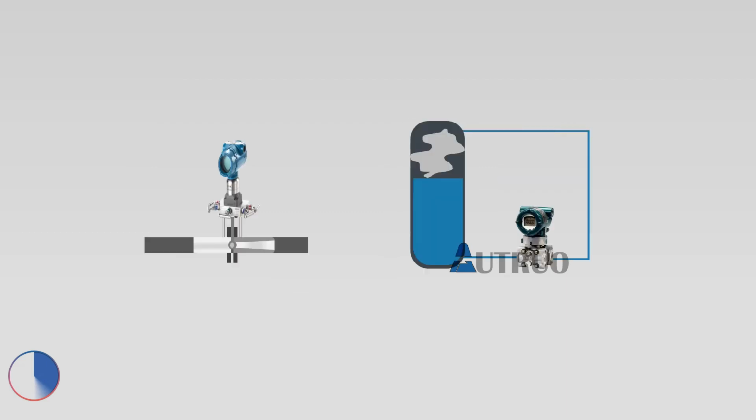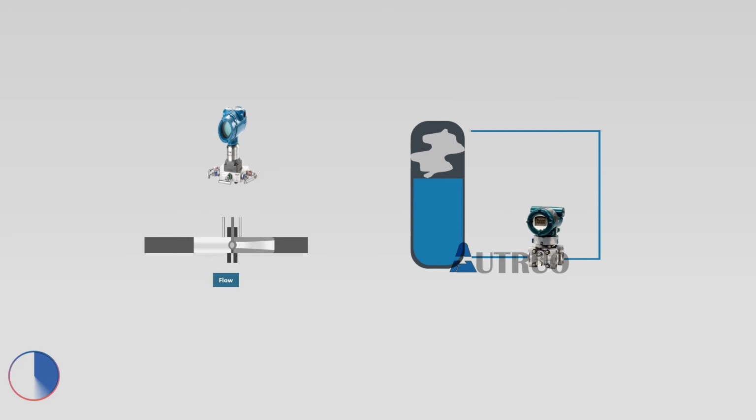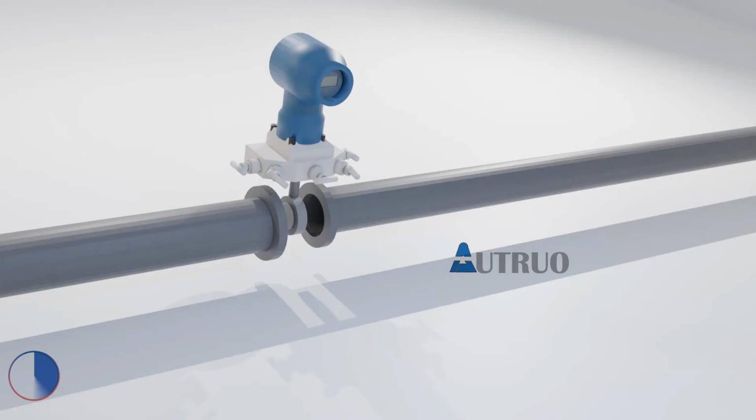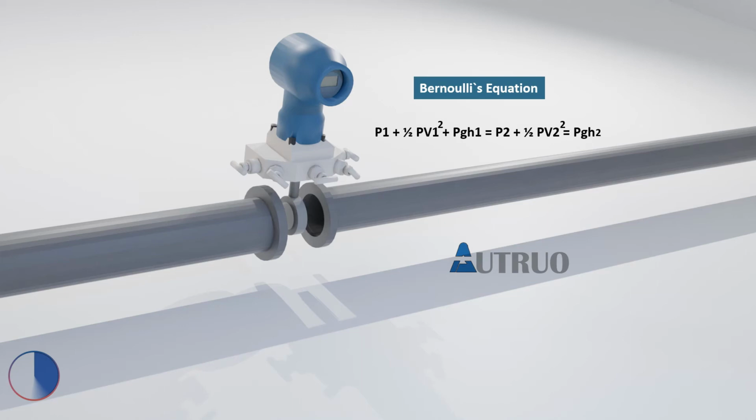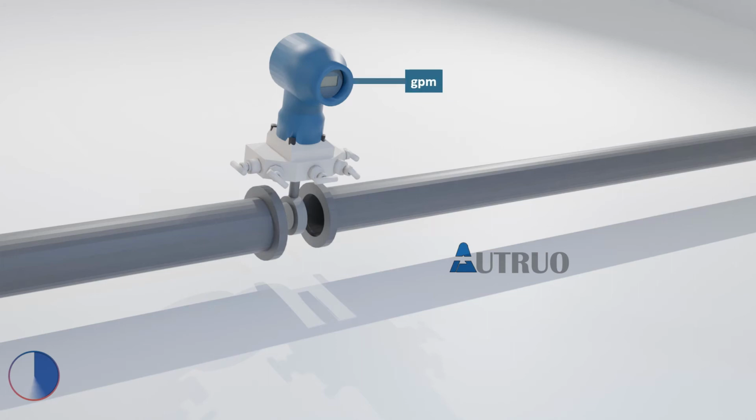In today's industrial setup, differential pressure transmitters are used to measure flow and levels. Looking at flow, firstly, let's look at Bernoulli's equation. Pressure drop across the constrictions is proportional to the square of the flow rates. The flow rates are usually denoted as gallons per minute, GPM, or cubic meters per hour.